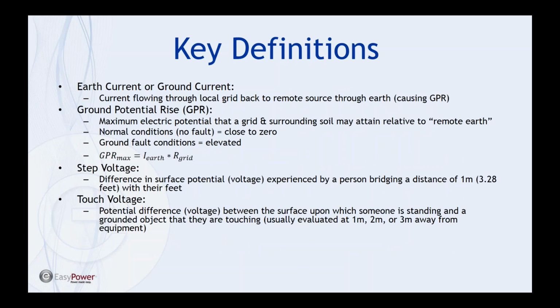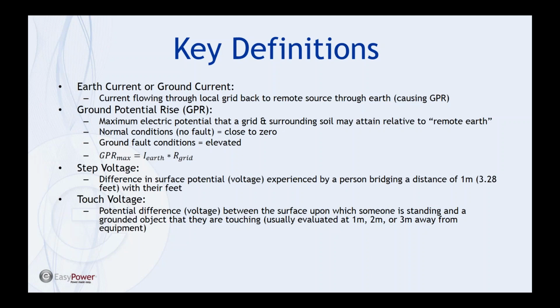Before we dive into things, some key definitions that we'll be touching on many times, so it makes sense to define them now. Earth current, or grid current, ground current as it's sometimes called. For a single line to ground fault at a ground grid under study, earth current is defined as the current flowing through our local grid and back to some remote source through earth. This current leaks to earth out of the local grounding facilities and leads to local ground potential rise. It is this ground potential rise that causes our safety issues.